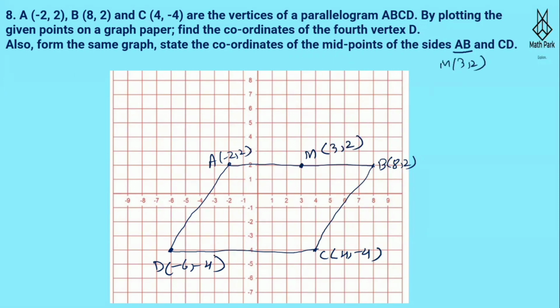And CD, the midpoint of CD. Again, this is a total of 6 distance, so this is the midpoint. Total unit is 5. Let us say the midpoint is N, and the coordinates of the midpoint of CD are (-1, -4). So the midpoint of CD is N, which is (-1, -4). Thus, we have done with question number 8.